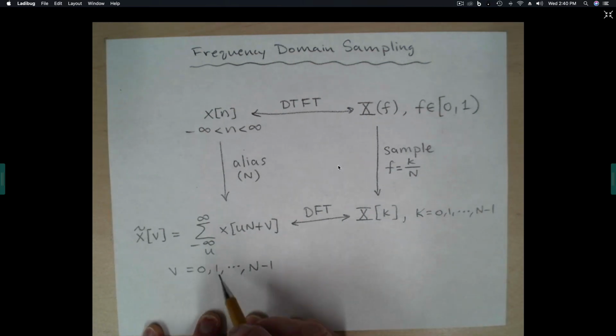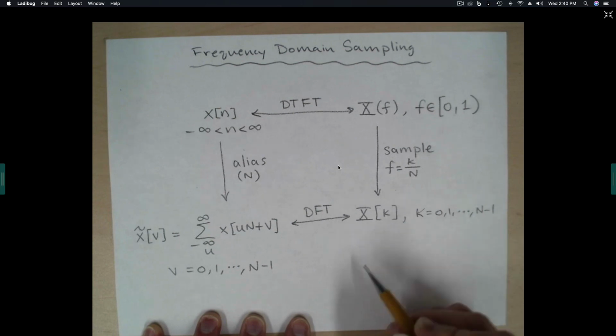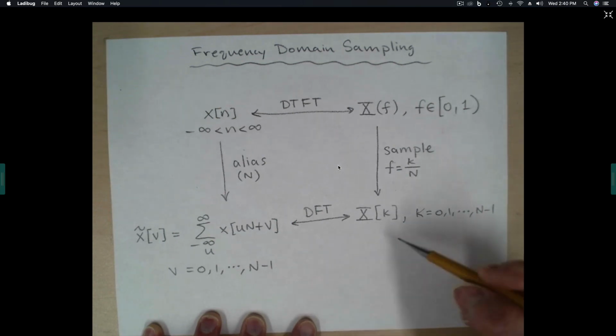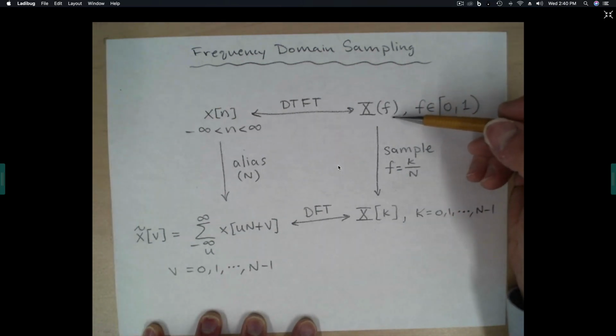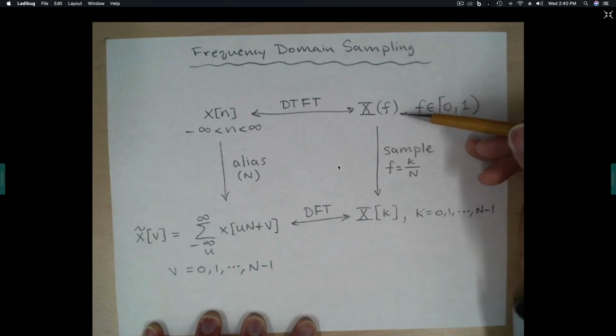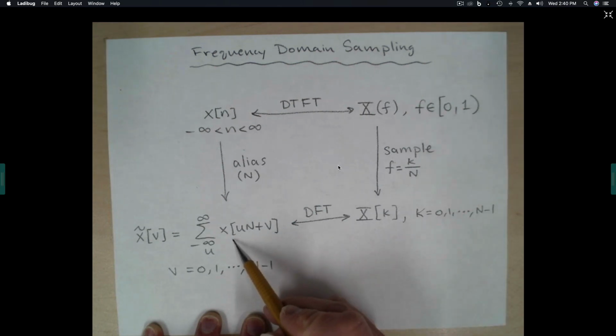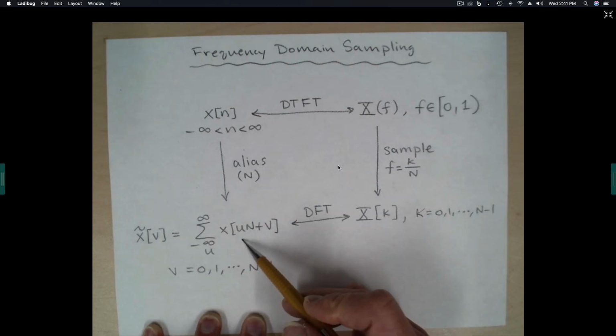So this formula describes the time domain aliasing, and if we take the discrete Fourier transform of that aliased signal, we will get our DFT, which is samples of the discrete time Fourier transform. Another way of looking at this is we could start with our time sequence, calculate the discrete time Fourier transform, sample it, and then take the inverse discrete time Fourier transform to get the aliased signal.